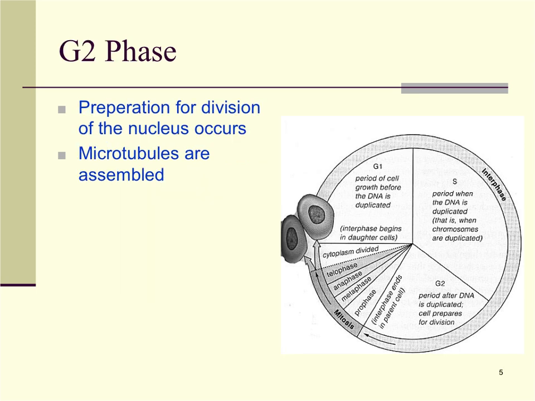After the S phase comes the G2 phase, and here we have preparation for the division of the nucleus occurring. Microtubules, a structure that is going to be important later on in cell division, are assembled, and the DNA is already replicated, so now we're almost ready for the cell to divide.